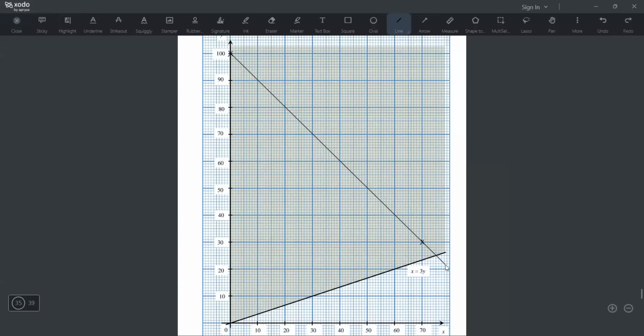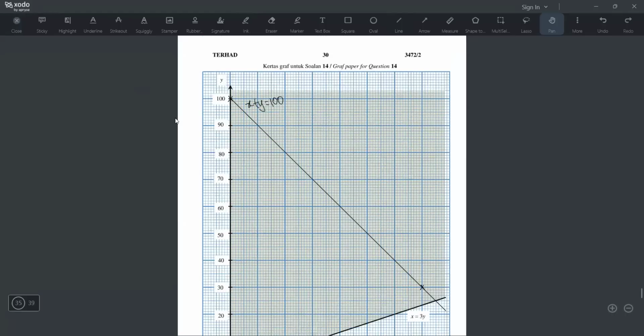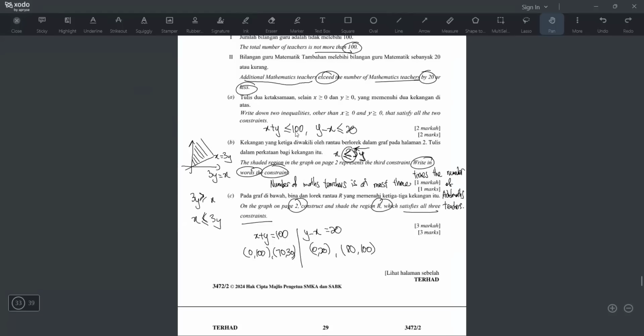Sebab dia ada line dekat bawah. Because the symbol is smaller or equals, kecil atau sama dengan. So bila dia ada sama dengan line bawah, you have to use solid line. Tapi sometimes dia akan guna dotted line also, the dash line also. So you have to double check lah, just to be safe. Okay, so yeah, it's a solid line. Okay, the next line also solid line.